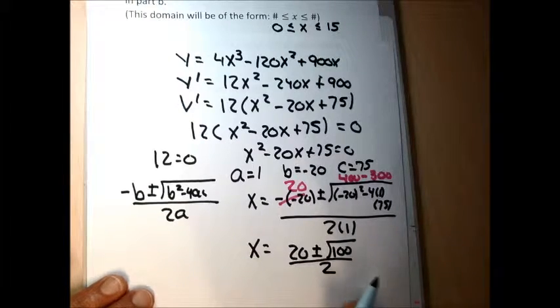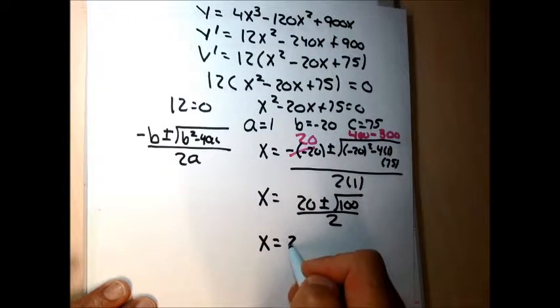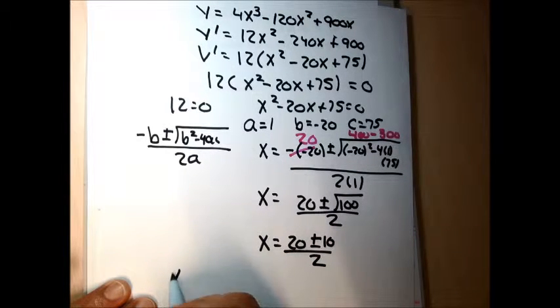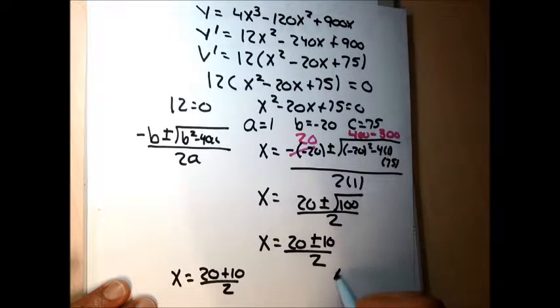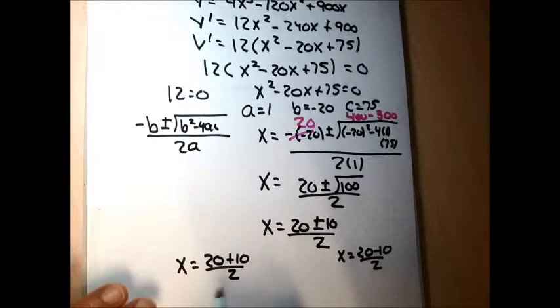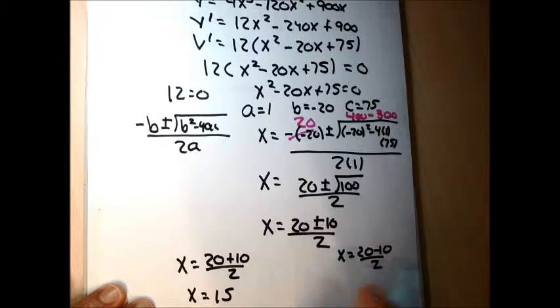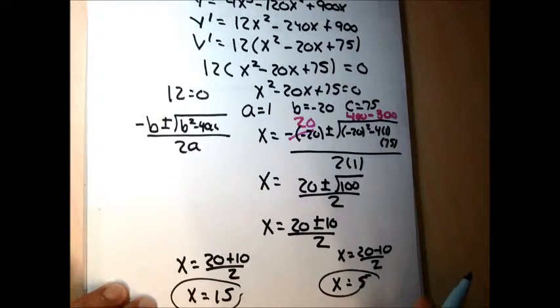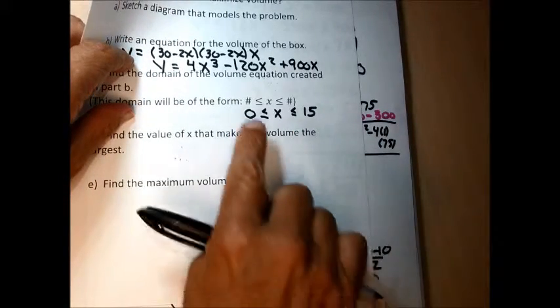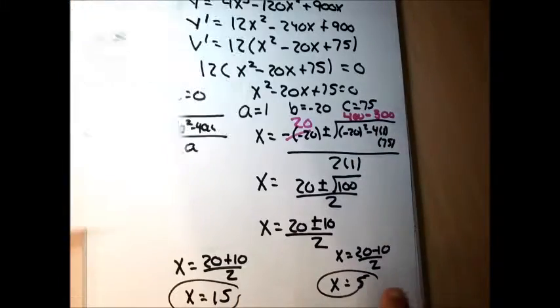The square root of 100 is 10, so x equals 20 plus or minus 10 over 2. I need to make the two problems up there, so x equals 20 plus 10 over 2, and x equals 20 minus 10 over 2. This one is 30 over 2, which is 15. This one is 10 over 2, which is 5. Those are the numbers I have to consider for my volume, because the volume domain is between 0 and 15. So now I'm going to create a table with 0, 15, and 5 in it.